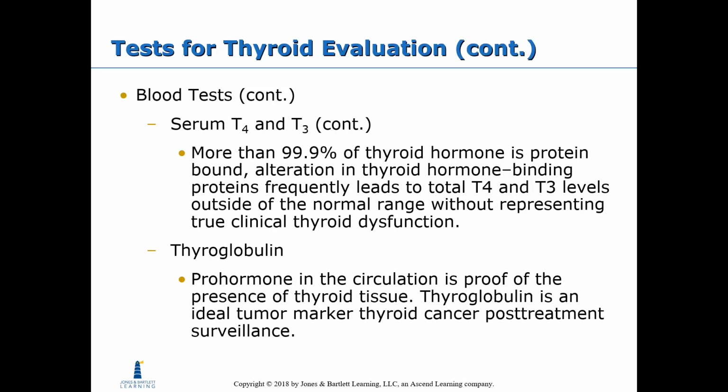More than 99.9% of thyroid hormone is protein bound. Alteration in the thyroid hormone binding proteins frequently leads to total T4 and T3 levels outside of the normal range without representing true clinical thyroid dysfunction. Thyroglobulin is a prohormone in the circulation that's proof of the presence of thyroid tissue. Thyroglobulin is an ideal tumor marker of the thyroid cancer post-treatment surveillance.